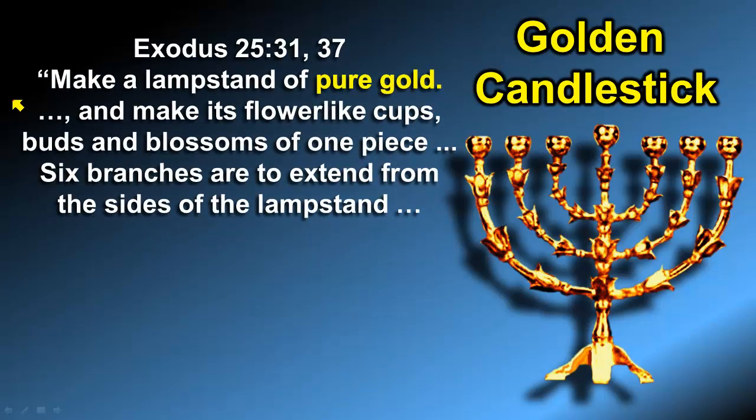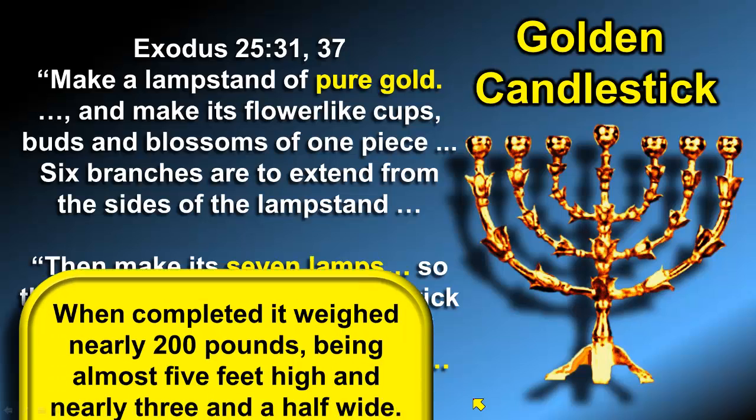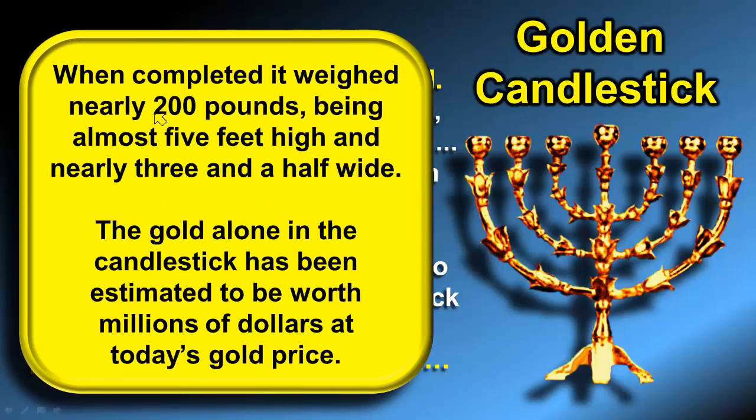The golden candlestick was quite a deal, I think. It was all made of pure gold. Had 7 lamps, and it used a talent of pure gold. Now, you can figure out what this is worth in today's money, but it weighed nearly 200 pounds, was 5 feet tall, and 3.5 wide. And so it was estimated to be worth millions of dollars. I don't know really what it would be worth today, but it would be really something.